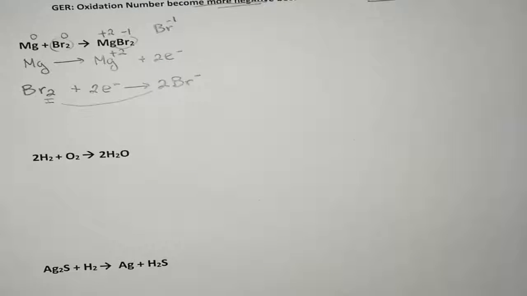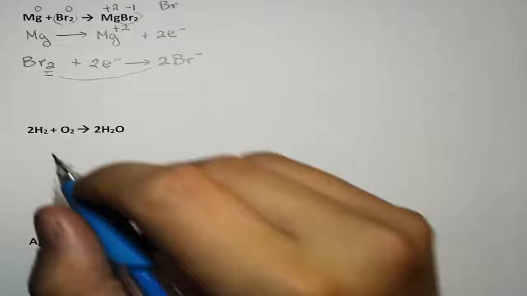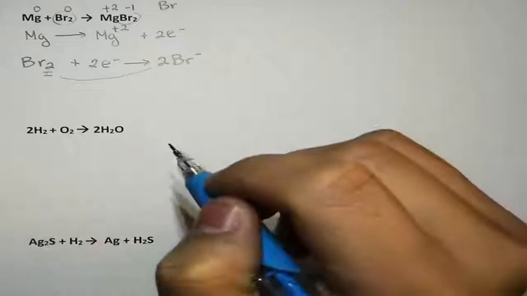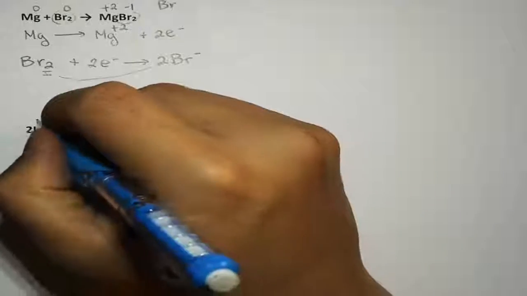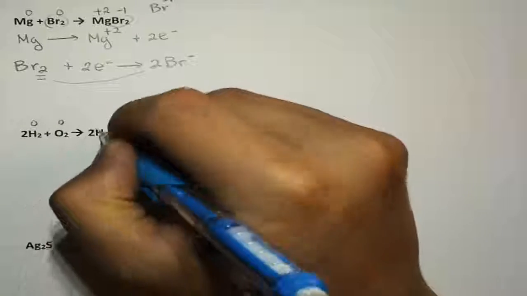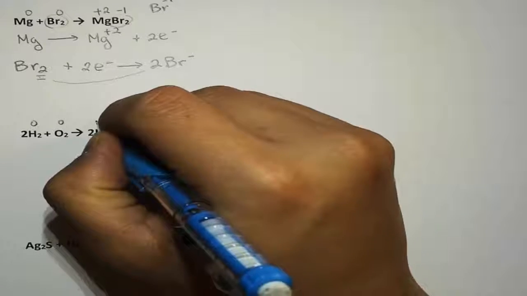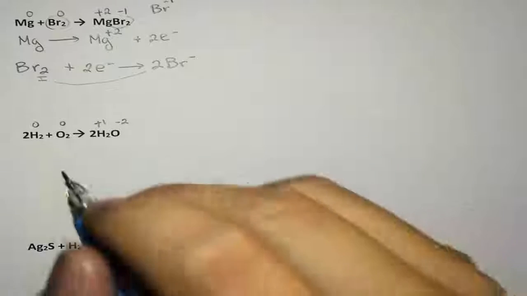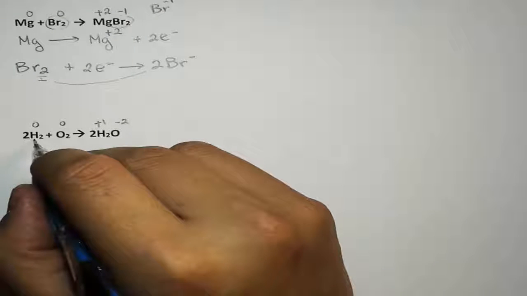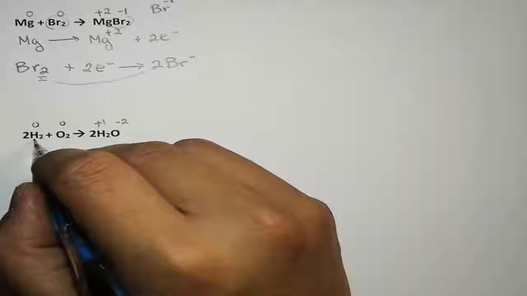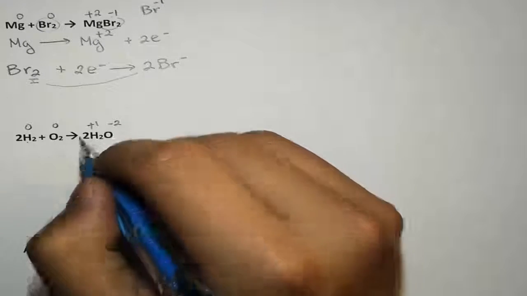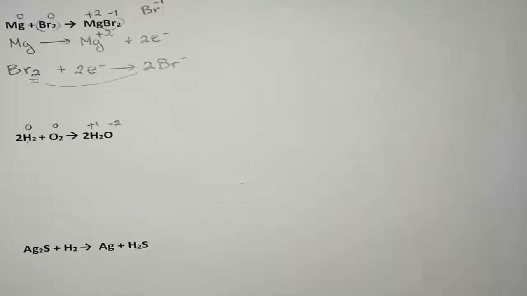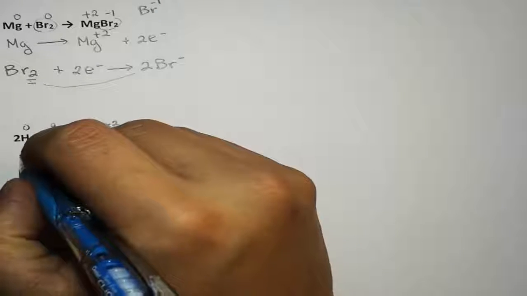Let's try another problem. Here we have hydrogen and oxygen producing water. In this case, this is 0, this is also 0, but for hydrogen in water it is +1, and oxygen is -2. So let's look at hydrogen. Hydrogen starts from 0 and becomes more positive. So what does that mean? It has lost negative electrons. So we will have oxidation.